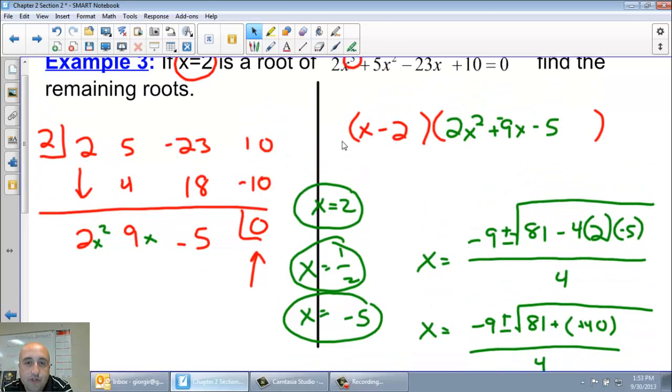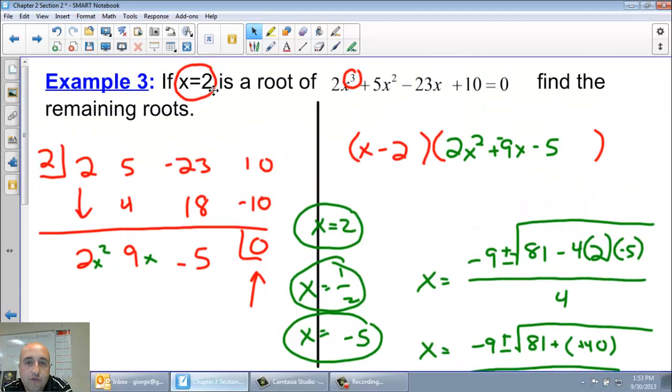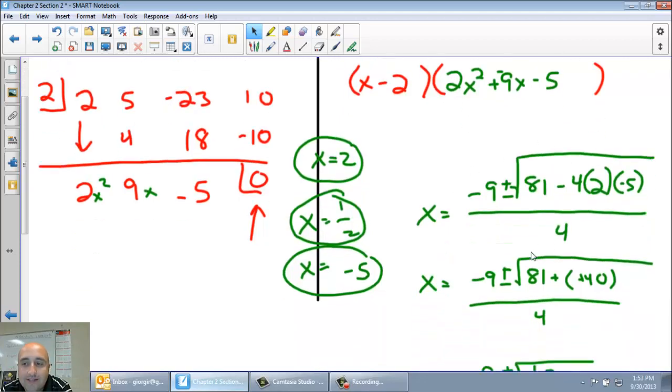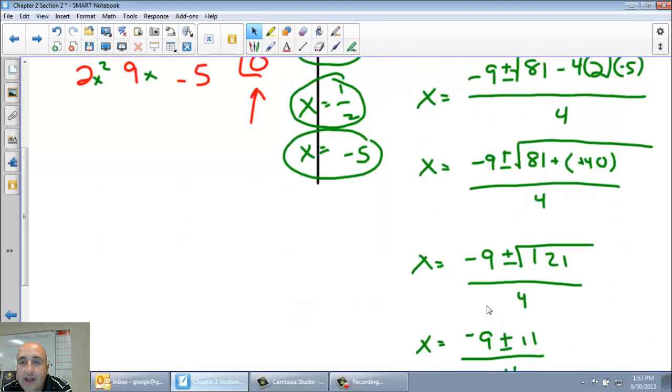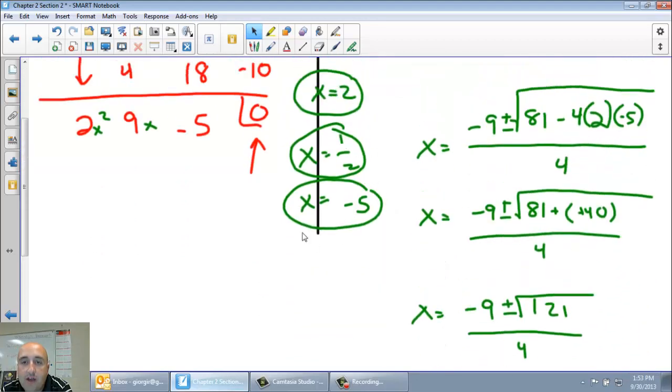So let's recap. First step is to do synthetic division with the original 0. We then take our coefficients from the remaining numbers, and that goes in our new set of parentheses. And then you can either factor 2x squared plus 9x minus 5, or you can use the quadratic formula. I always use the quadratic formula because it always works. Once you do that, you get your two other answers, which happen to be 1/2 and negative 5.